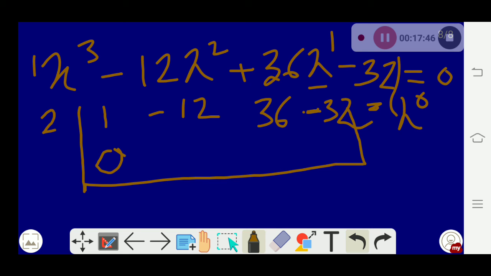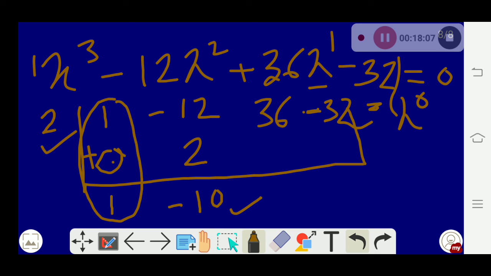So what we need to do is we need to add this up. 0 plus 1 is 1. 2 into 1 is 2. If we add this we get minus 10, right? Minus 12 plus 2 is minus 10. We need to again multiply this. Remember, just add up what you are getting, multiply this, add column wise and multiply diagonally.